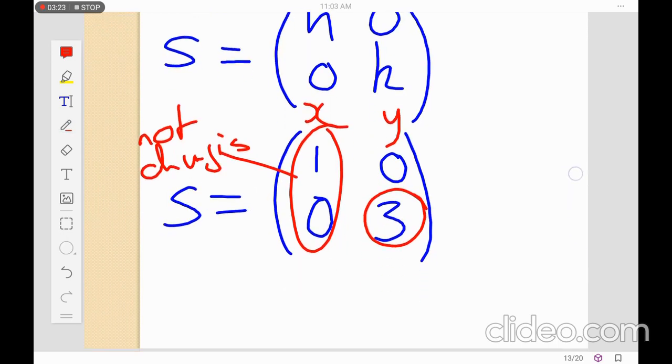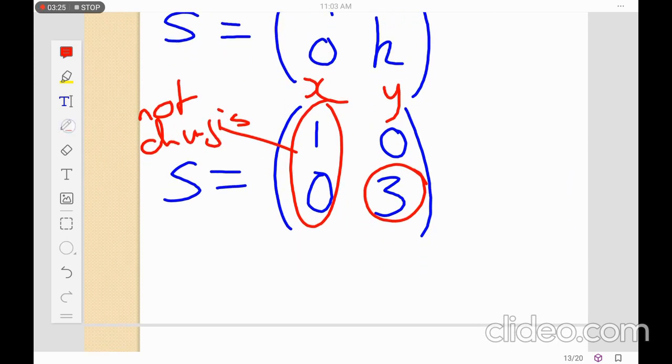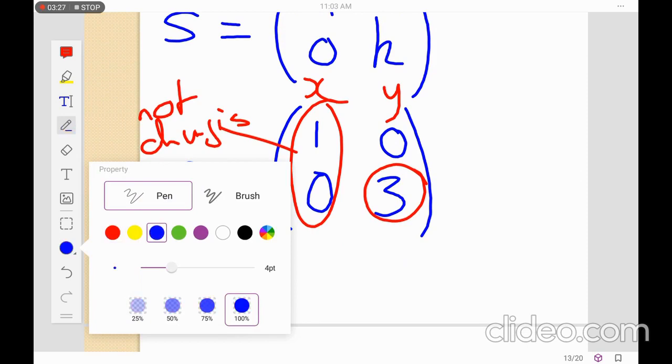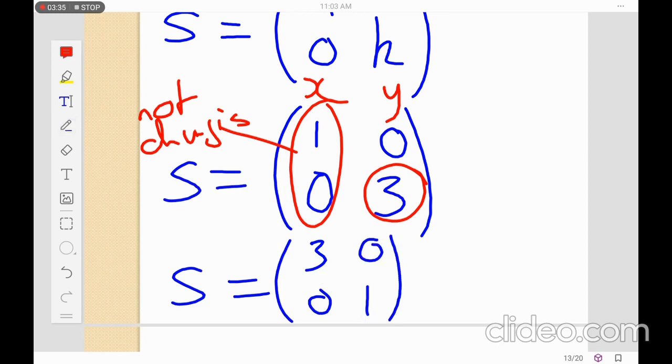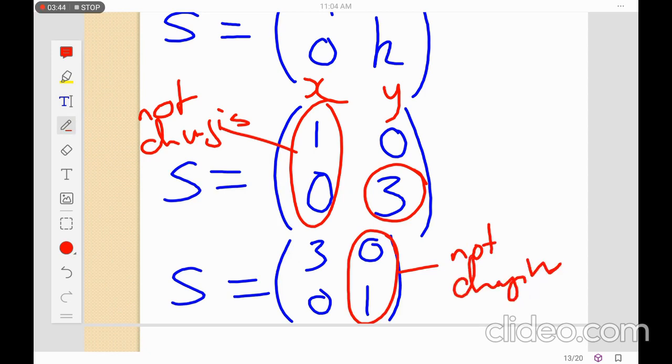When we have our y-axis changing, S is equal to 3, 0, 0, 1. Okay, like this. We can have it like this. The y-axis will be not changing, so this becomes the invariant line, and this is our stretch factor. Okay, that's how you do.